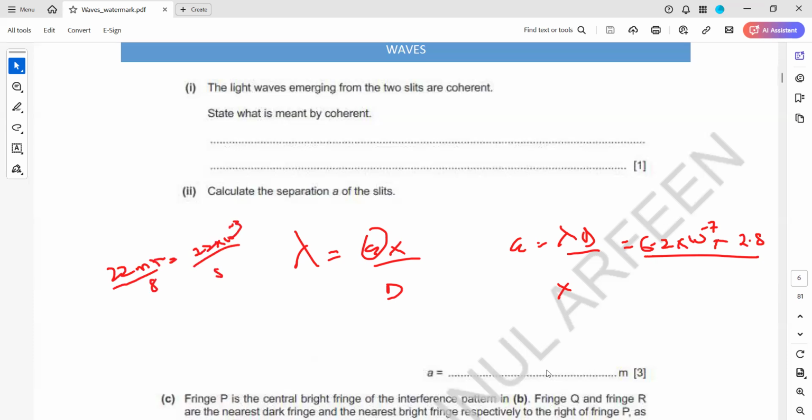So I can substitute here 22 × 10^-3 divided by 8. Why? Because the spacing for 8 fringes was given. So that will give us a spacing here, which is 6.3 × 10^-4 meter. That is the spacing between the slits.